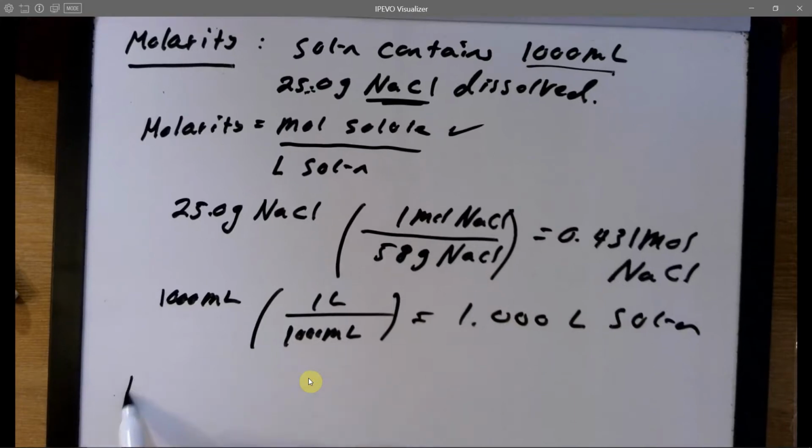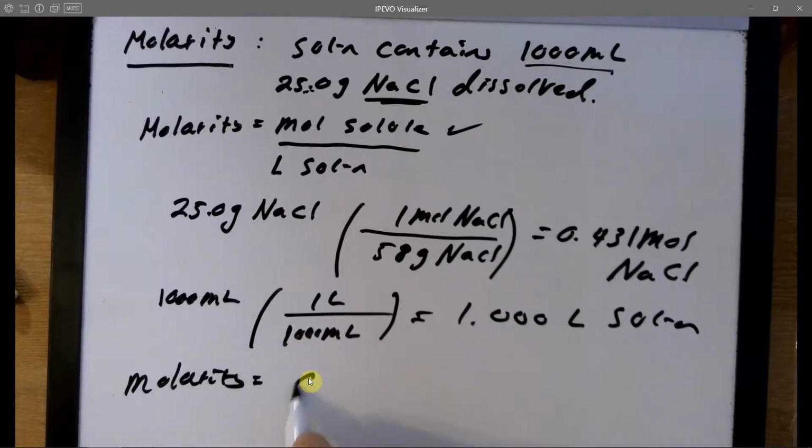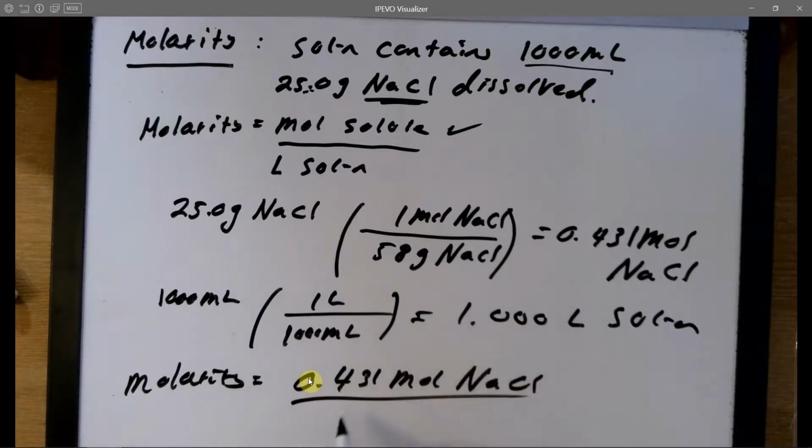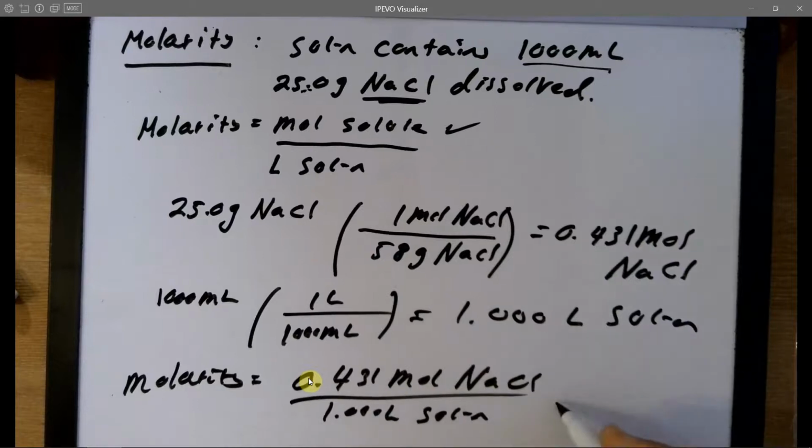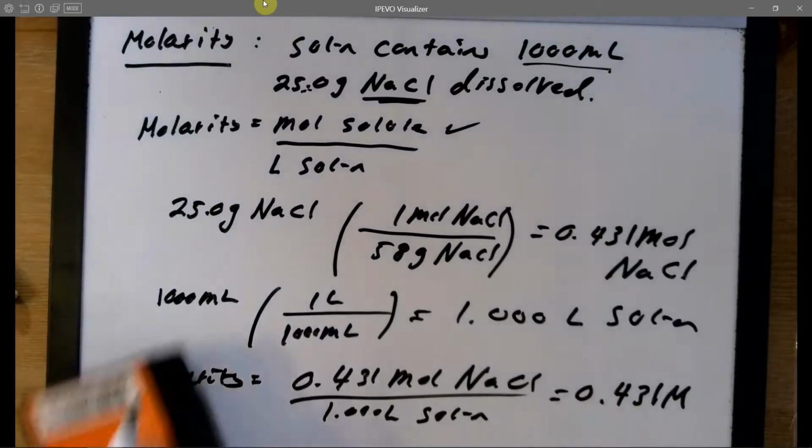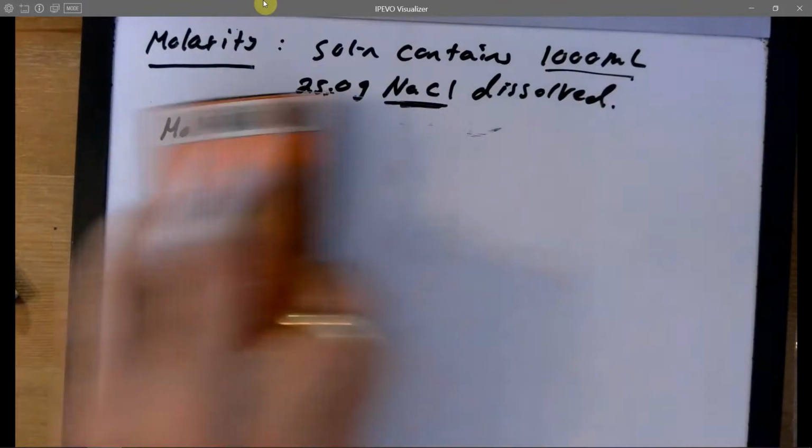And finally, molarity is equal to 0.431 mole of NaCl divided by 1 liter solution. And the answer is 0.431 molar. Okay, fairly simple, fairly basic. Just a rehash of what we had done before. Now let's look at molality.